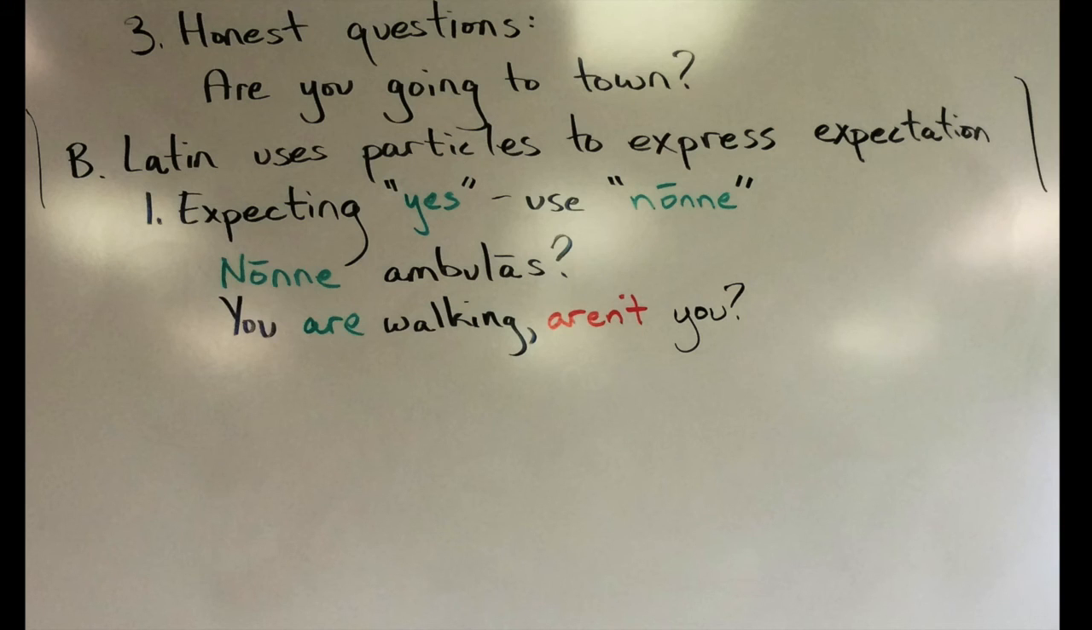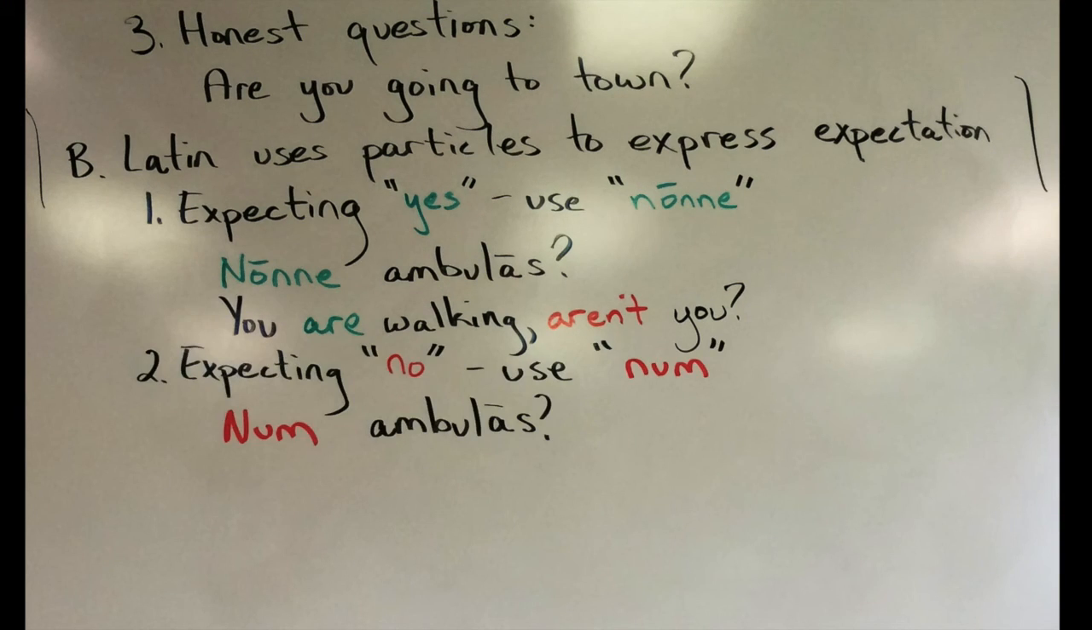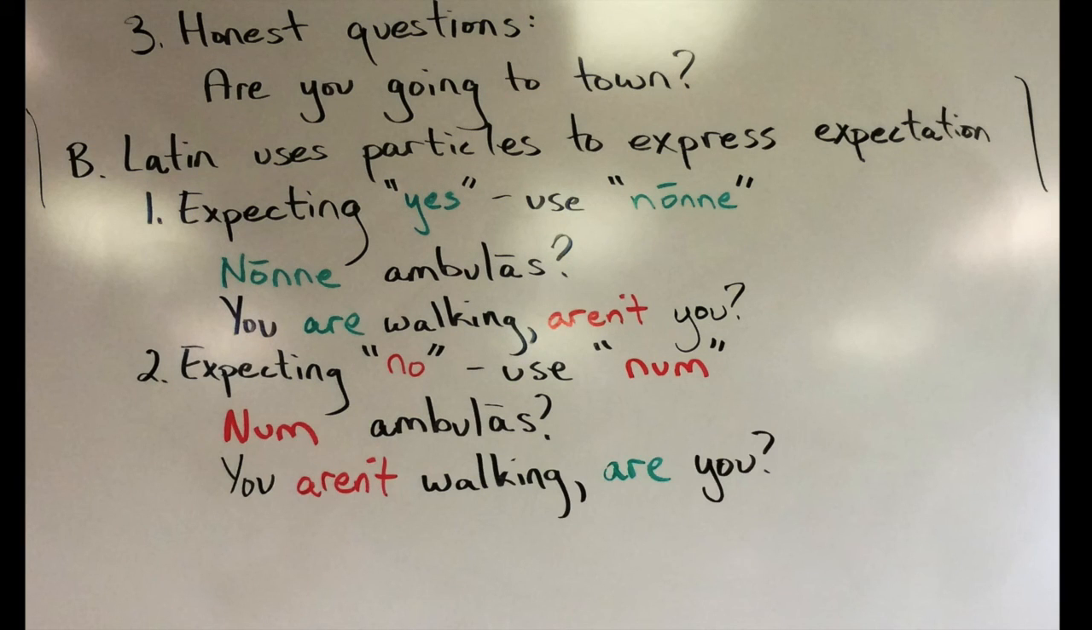Likewise, if we're expecting a no, we start our question with the particle num. For example, "Num ambulas?" which would translate to "You aren't walking, are you?" We start the question with that negative expectation, aren't, and then reverse it in the question. Now the reversed question again at the end, "Are you?" is part of the num.